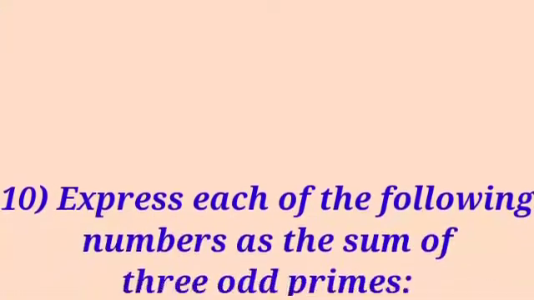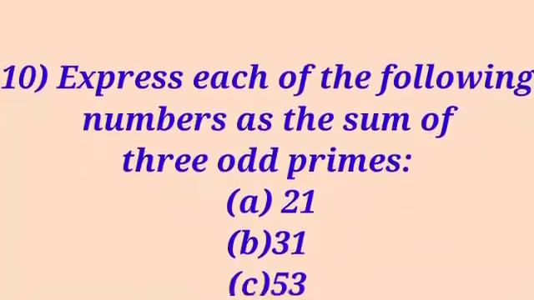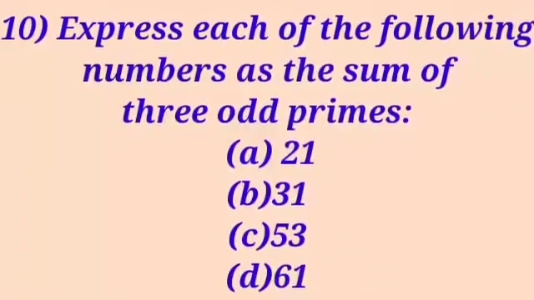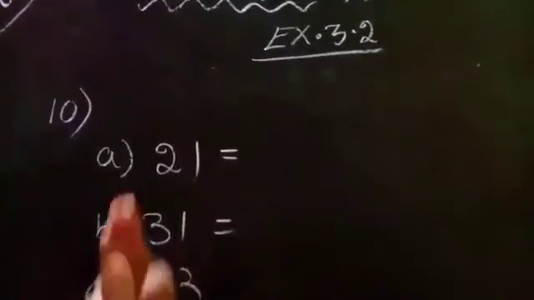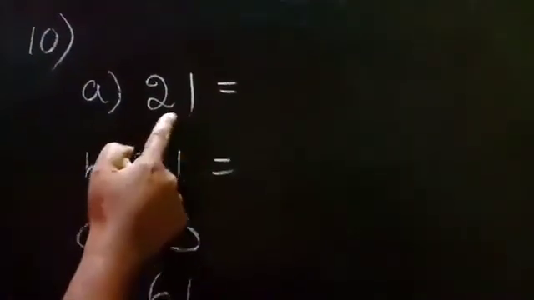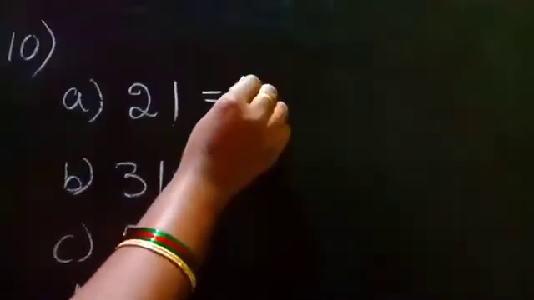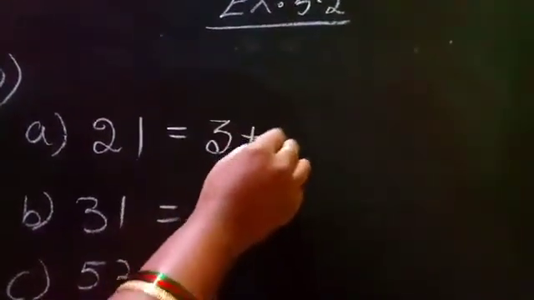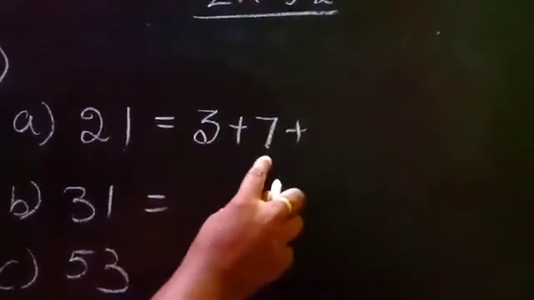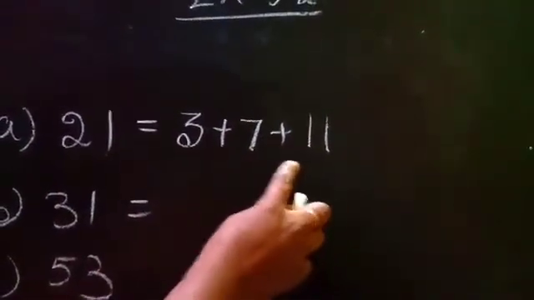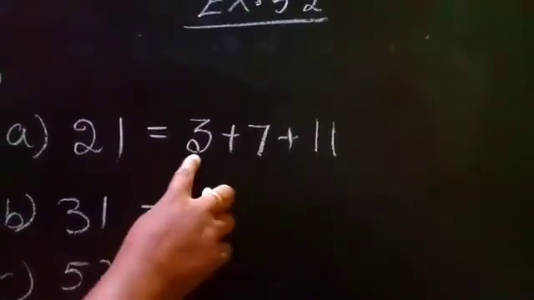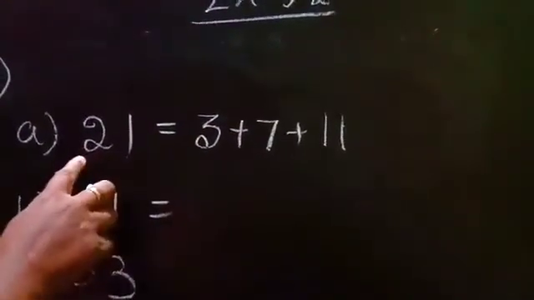The 10th question is, express each of the following numbers as the sum of 3 odd primes. A is 21, B is 31, C is 53, D is 61. When we add 3 odd prime numbers, we have to get 21. So I am taking 3 plus 7, which is 10, and 10 plus 11 is 21. So 3, 7, 11 are odd prime numbers. I am adding 3 numbers, so I will get 21.